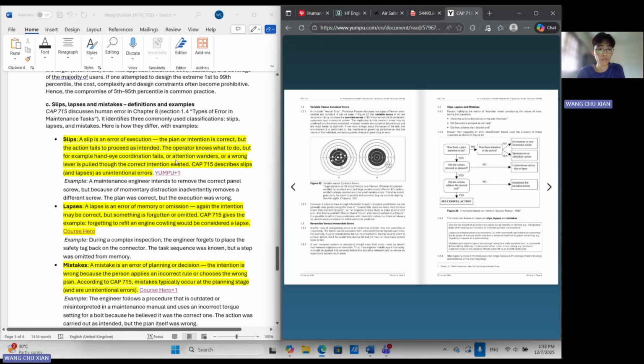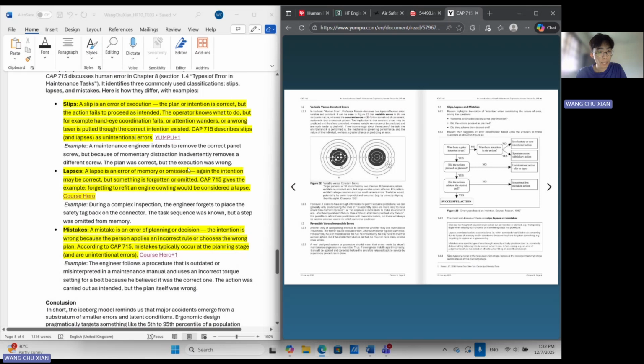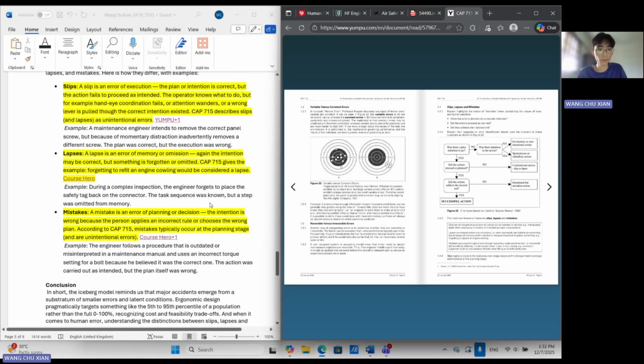A slip is an error of execution, where the plan and intention are correct. So for example, hand-eye coordination fails or attention wanders. Then a lapse is an error of memory or omission, where the intention may be correct. For example, during a complex inspection, the engineer forgets to place the safety tag back on the connector.